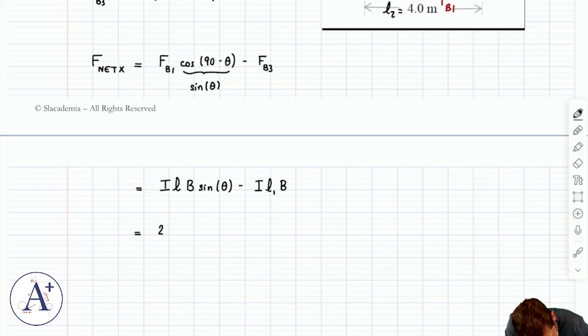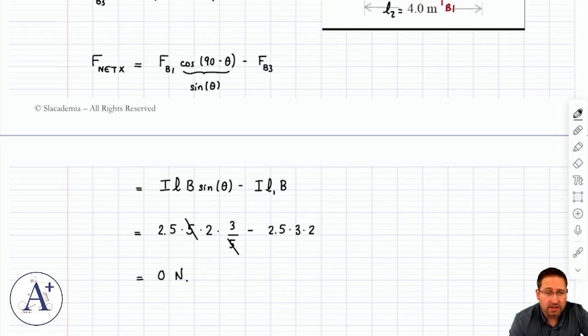All right, that's going to be I, which is 2.5, L, which is 5, B is 2, sine is 3 over 5, minus 2.5 times 3 times 2. Okay, that's going to be 0. Oh, interesting. F net x is 0 again. Okay. Let's see what happens to F net y.